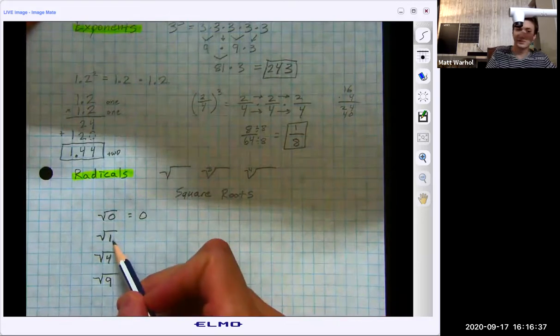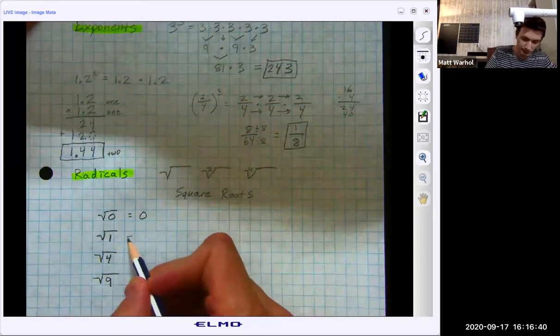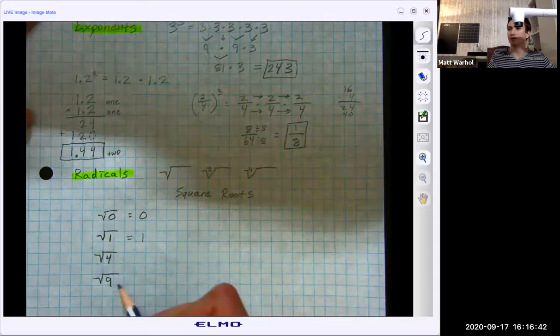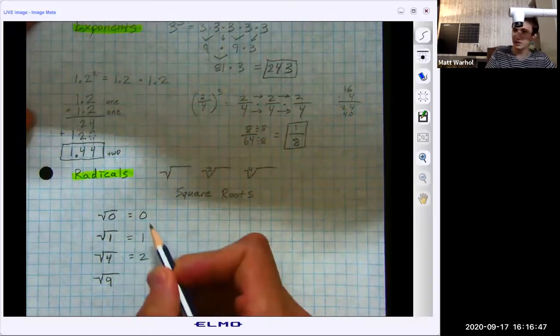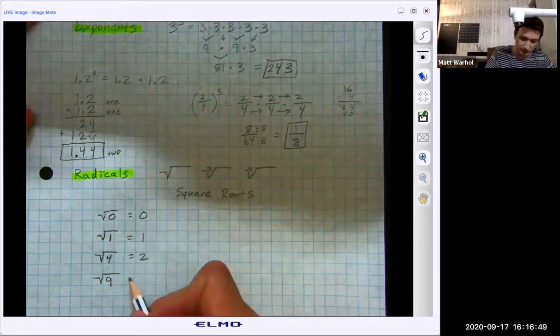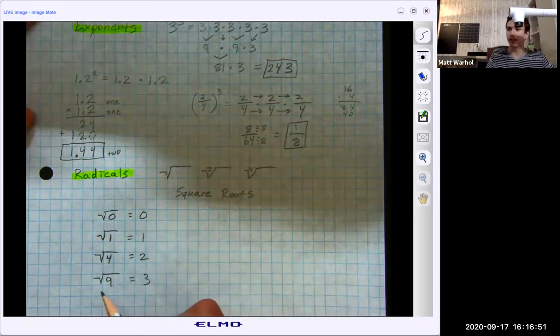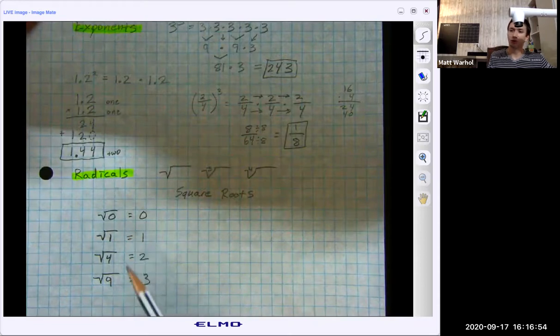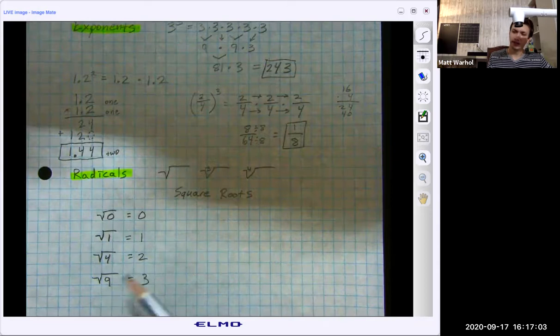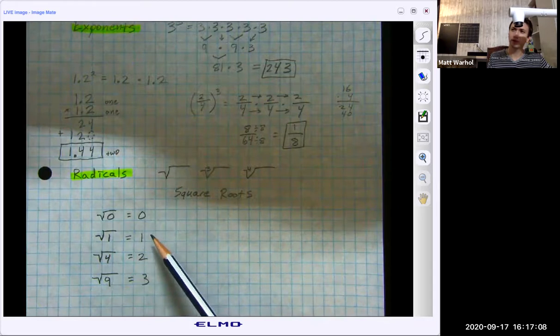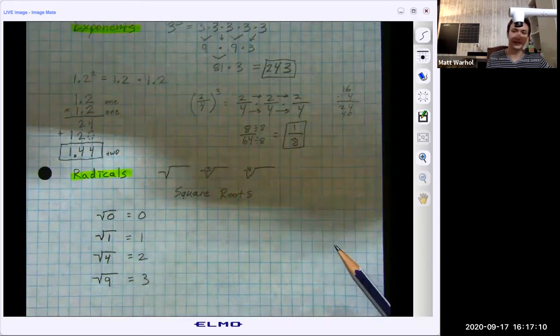This is asking what times itself makes 1. That's 1. What times itself makes 4? Well, 2. 2 times 2 is 4. And you can see the patterns going 0, 1, 2. This one's probably going to be a 3. 3 times 3 is 9. Okay? So square roots work like that. They're kind of like backwards exponents. What I would do is I'd give this an exponent of 2 to make the number inside. That's why we're looking at radicals and exponents together here.